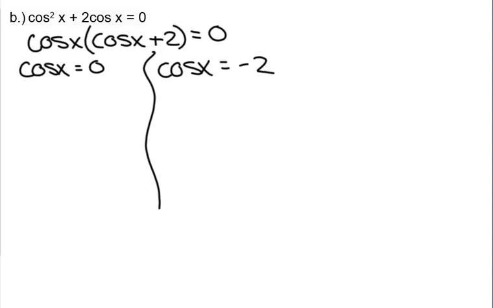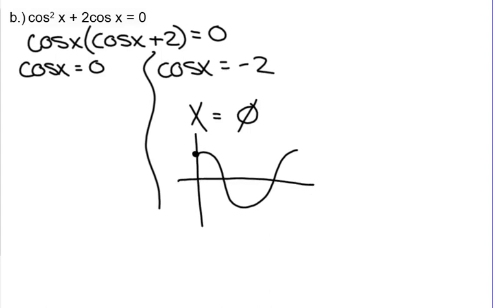negative 2. Well, right off the bat, cos of x is equal to negative 2 does not exist. Cos of x is never equal to negative 2. We know from our basic cosine graph that we start at 1, we end at negative 1. It's never negative 2 in a basic cos of x graph.